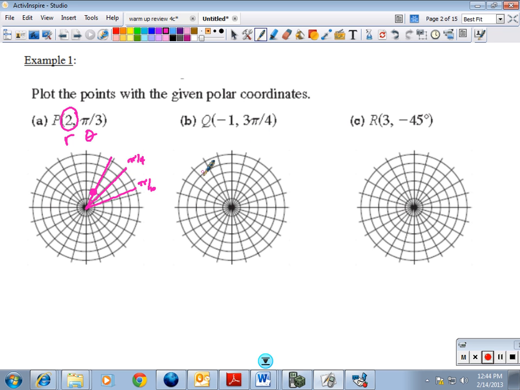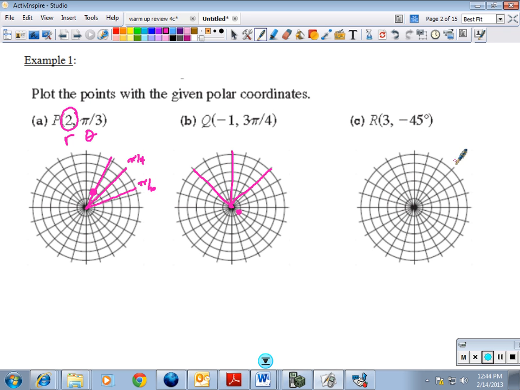Negative 1 comma 3 pi over 4 is in my second quadrant. This would be 1 pi over 4, pi over 2, 3 pi over 4. But it's negative 1. Well, if it was a positive 1, it would be here. It's negative 1, I follow the same line, and I go negative 1 in the opposite direction.